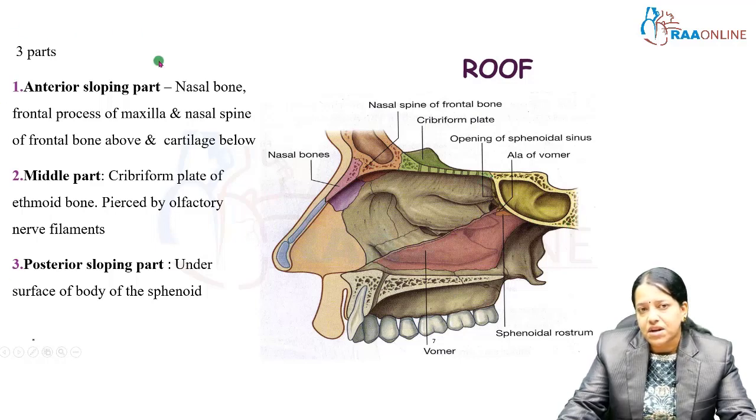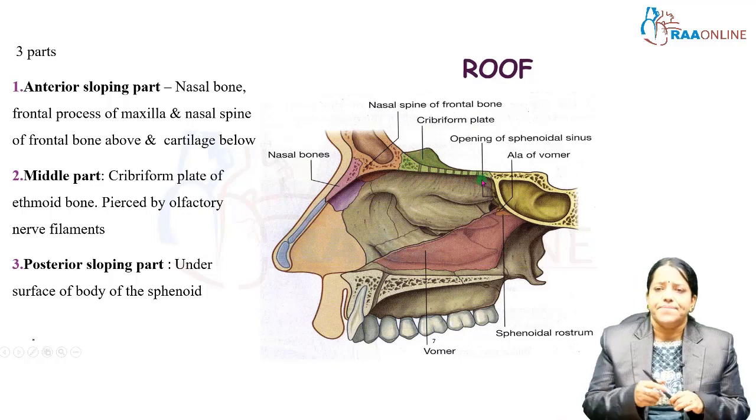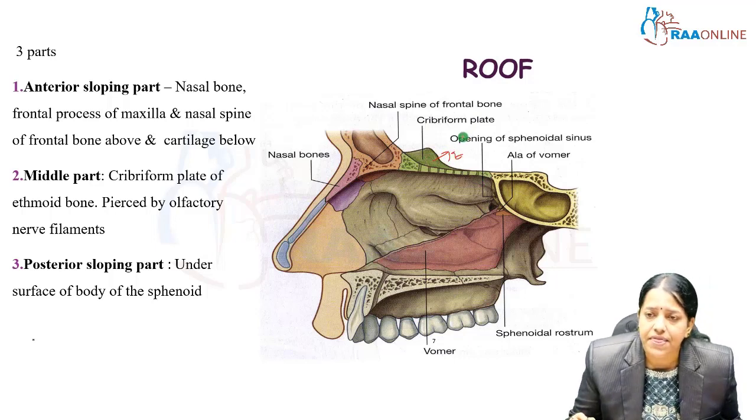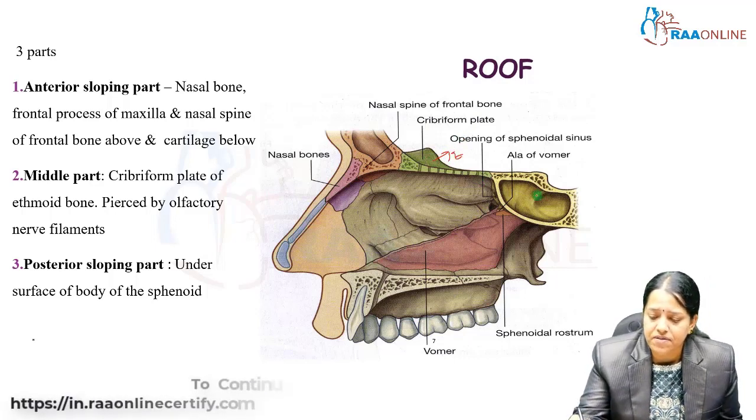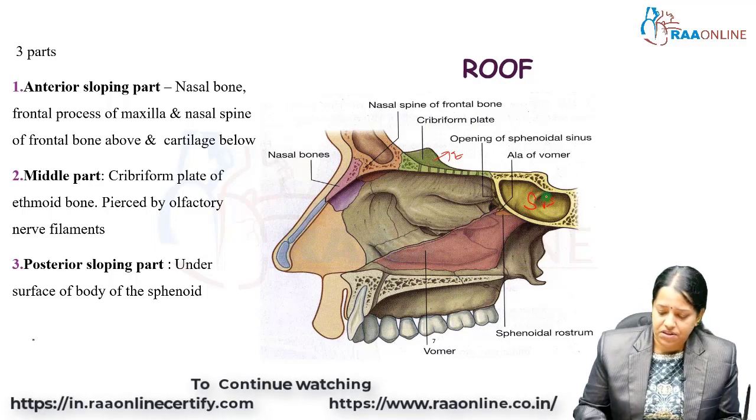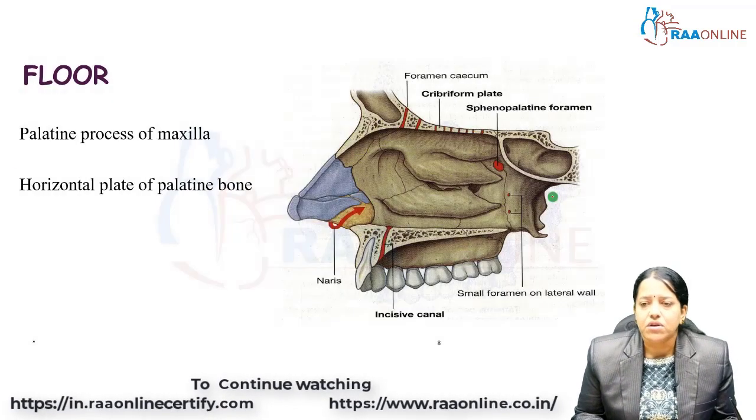So there are 3 parts in the roof. You have the anterior sloping part, which has the nasal bone, the middle portion, which is mainly formed by the ethmoid, the cribriform plate of the ethmoid, and you can see that this green color is nothing but the ethmoid. Then the posterior sloping part is the sphenoid bone. These are the 3 parts of the roof of the nasal cavity.